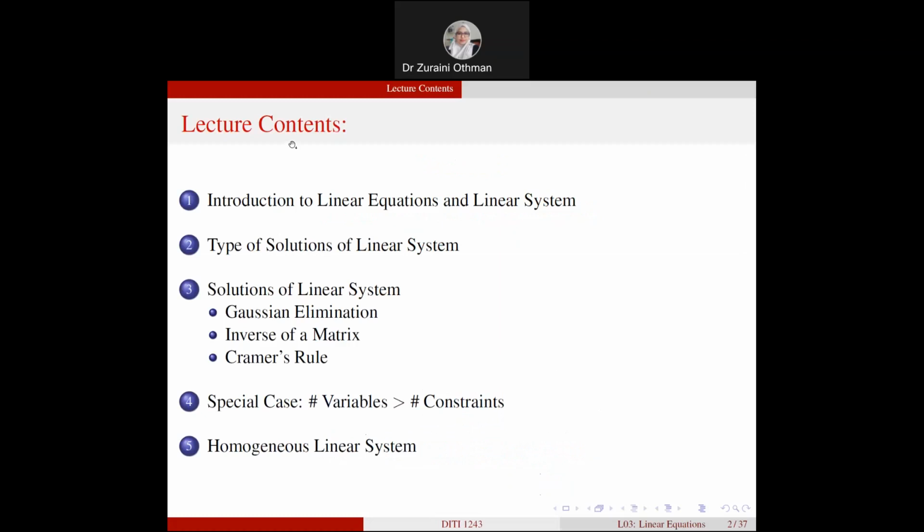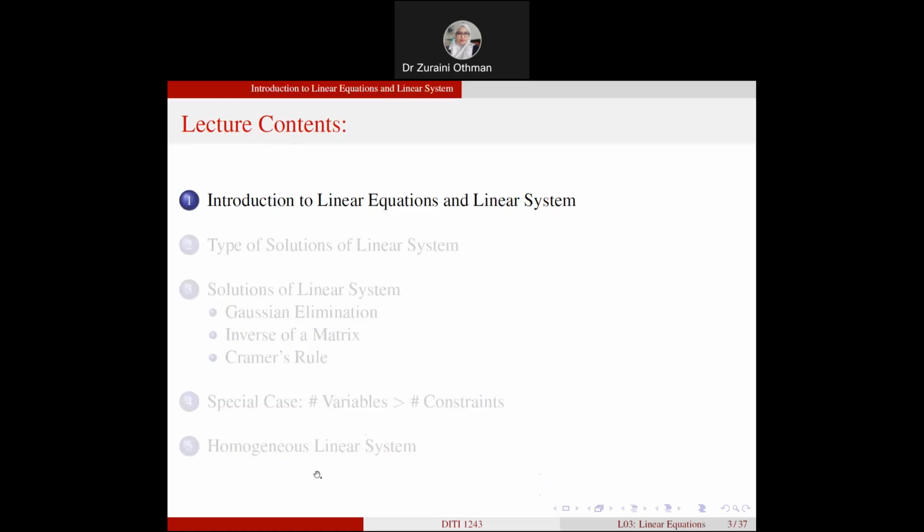For this lecture content, the first topic is the introduction to linear equation and linear system. The second is types of solution of linear system. The third is solution of linear system by using Gaussian elimination, inverse of a matrix, and Cramer's rule. And fourth is special cases: variable constraint, greater than constraint, and homogeneous linear system.